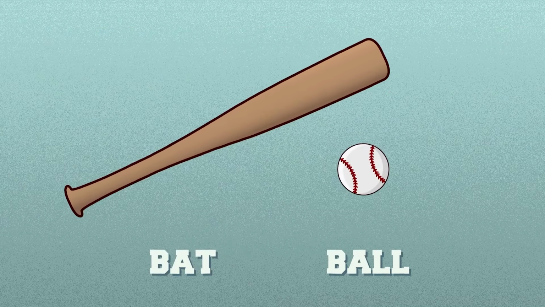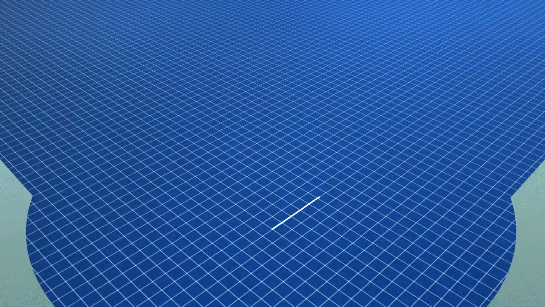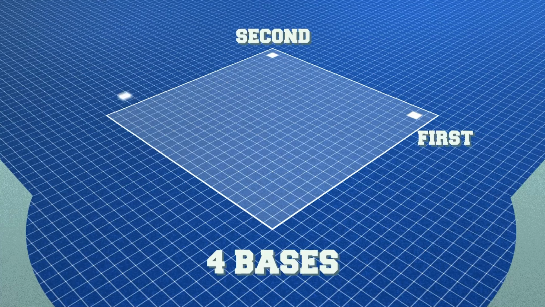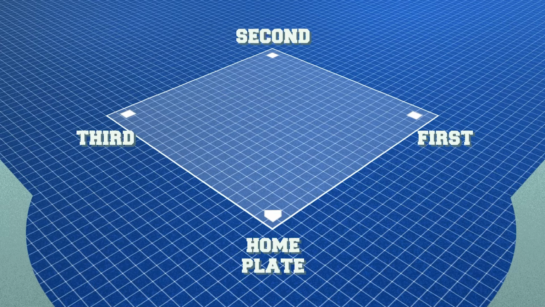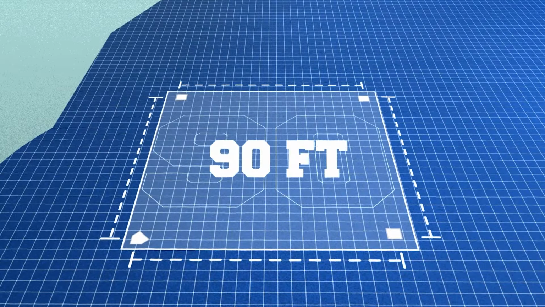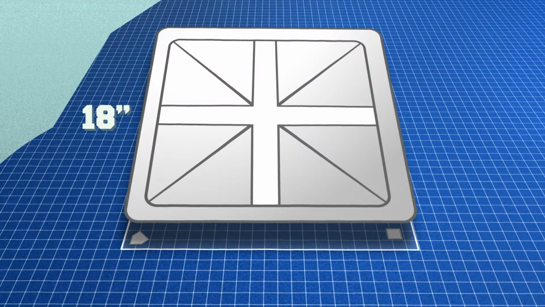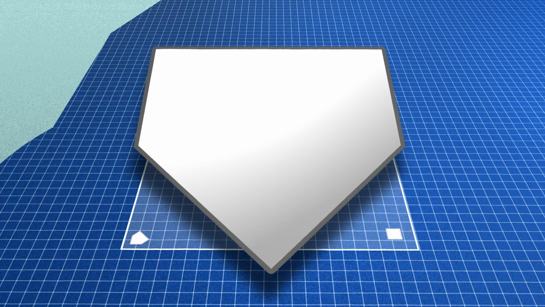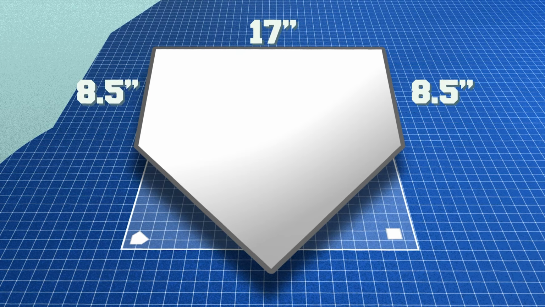Baseball is a bat and ball game that is played on a field that includes a diamond-shaped circuit of 4 bases: first base, second base, third base, and home plate, or home base. The distance between each base is 90 feet, with each base dimension being 18 inches by 18 inches. Home plate, on the other hand, is a 5-sided slab of white rubber that is 17 inches across, 8.5 inches on each side, and 12 inches that connect at the bottom.